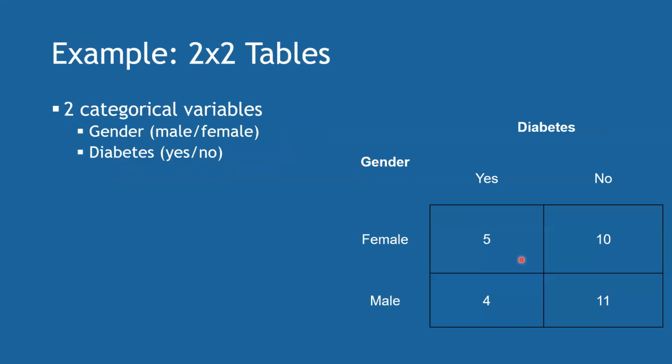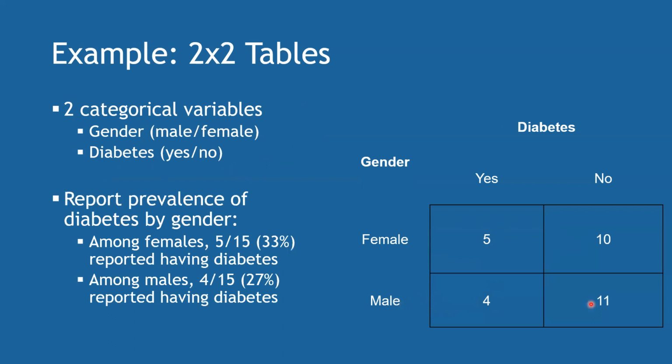So for example, let's say that we were looking at a dichotomous version of gender where we only have measured male and female, and we have diabetes status where we've only captured if the person has diabetes or if they don't have diabetes. Then what we would do is we would count how many people fall into female and have diabetes, female and don't have diabetes, male and have diabetes, male and don't have diabetes. So this is how we would construct a 2x2 table.